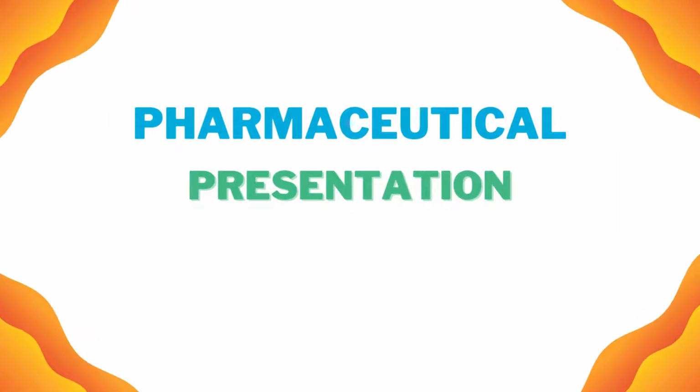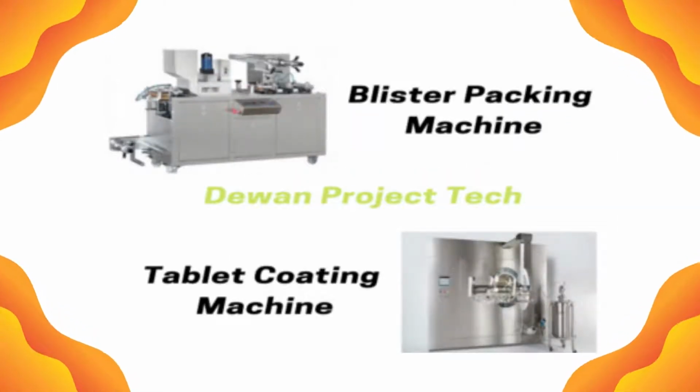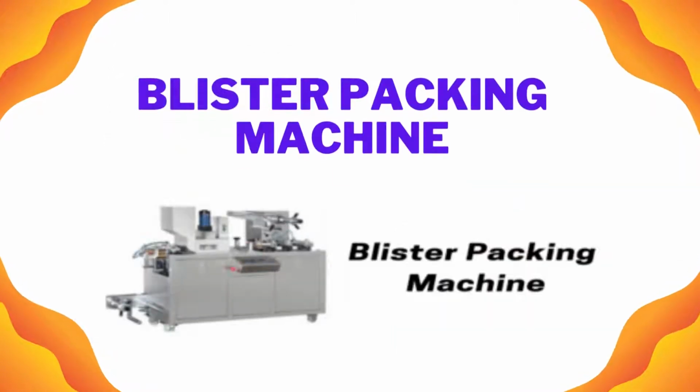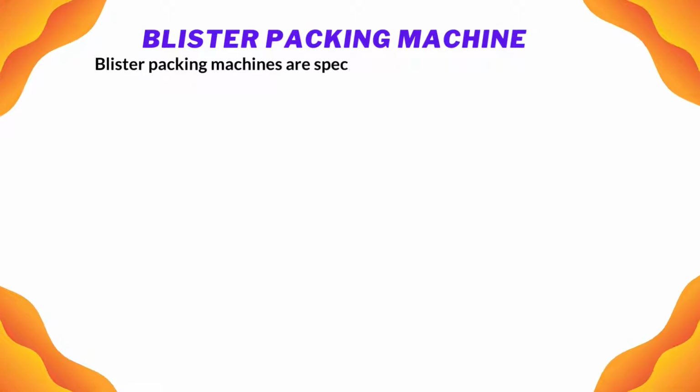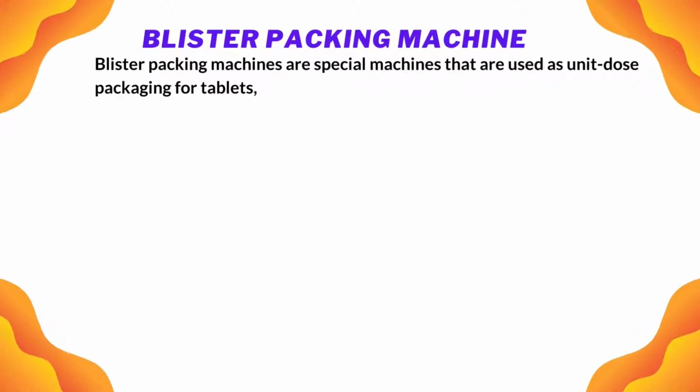Pharmaceutical presentation: blister packing machine and tablet coating machine. Blister packing machine. Blister packing machines are special machines that are used as unit dose packaging for tablets, capsules, etc.